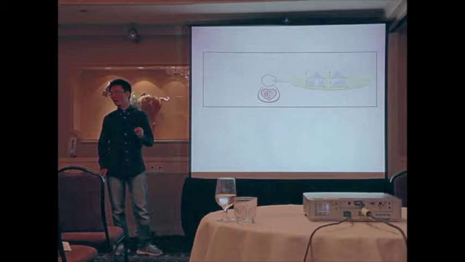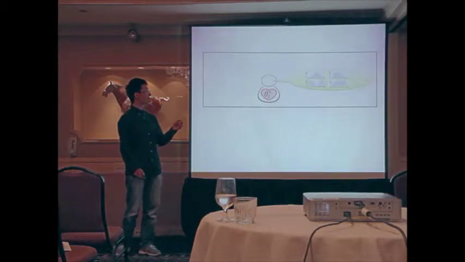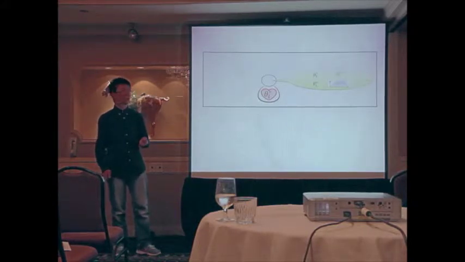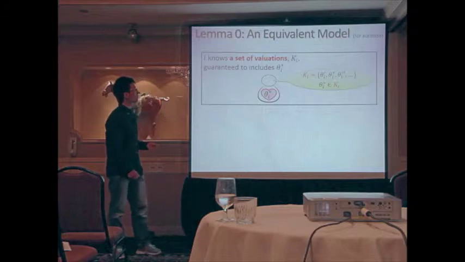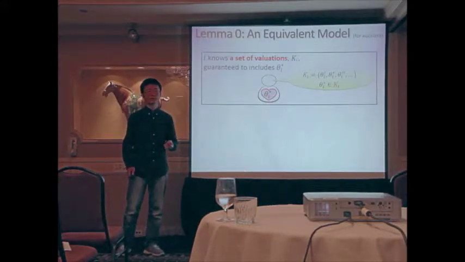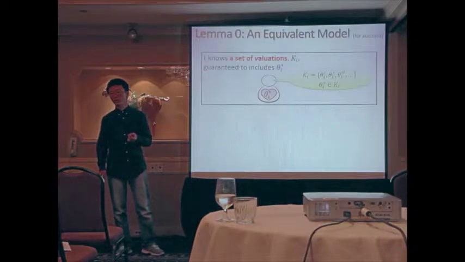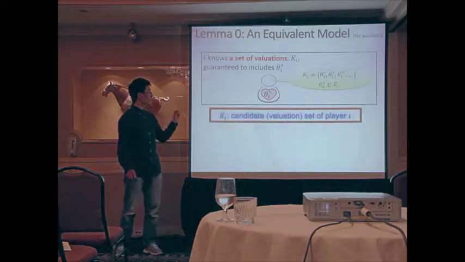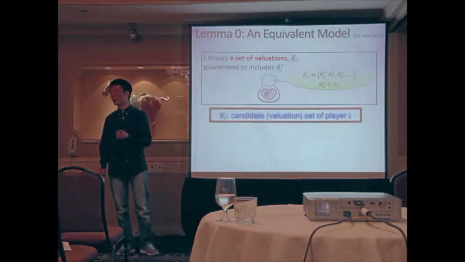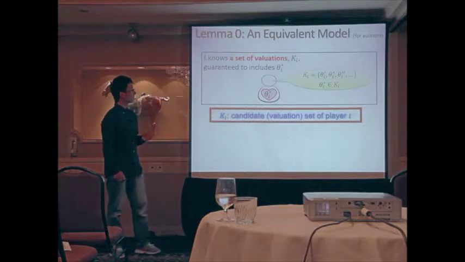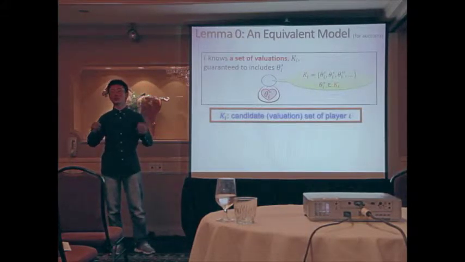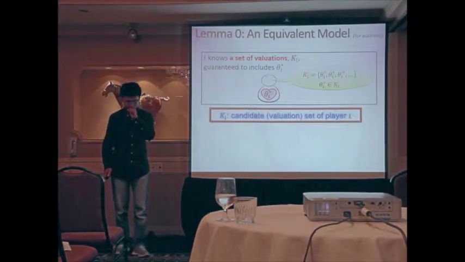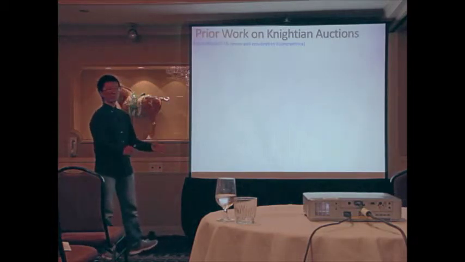And one last thing about the Knightian model is that, because I hope I have convinced you that a player can replace each of his distributions by the expectation, the Knightian model is equivalent to saying that the player knows a set of valuations, one of which is just his true valuation. I'm going to call this set K_i the candidate set of player i. Okay, so for the rest of the talk, I'm not going to touch anything about Bayesian. So every K_i is just a set of valuations. Let's now go back to auctions.